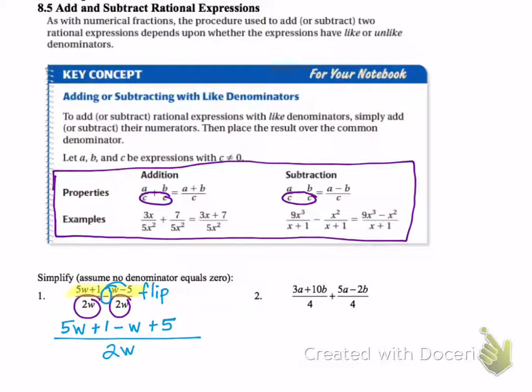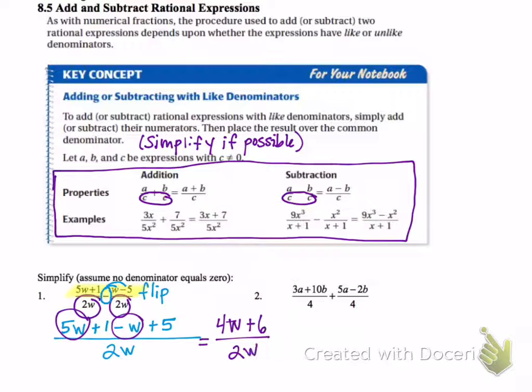So then the last step would be to simplify if possible. I want you to leave it in factored form, but if there are no factors, then you would simplify if possible. So I'm going to simplify this. That means I can combine the 5w and the minus w to be 4w, and then the plus 1 plus 5 to be plus 6 over 2w.